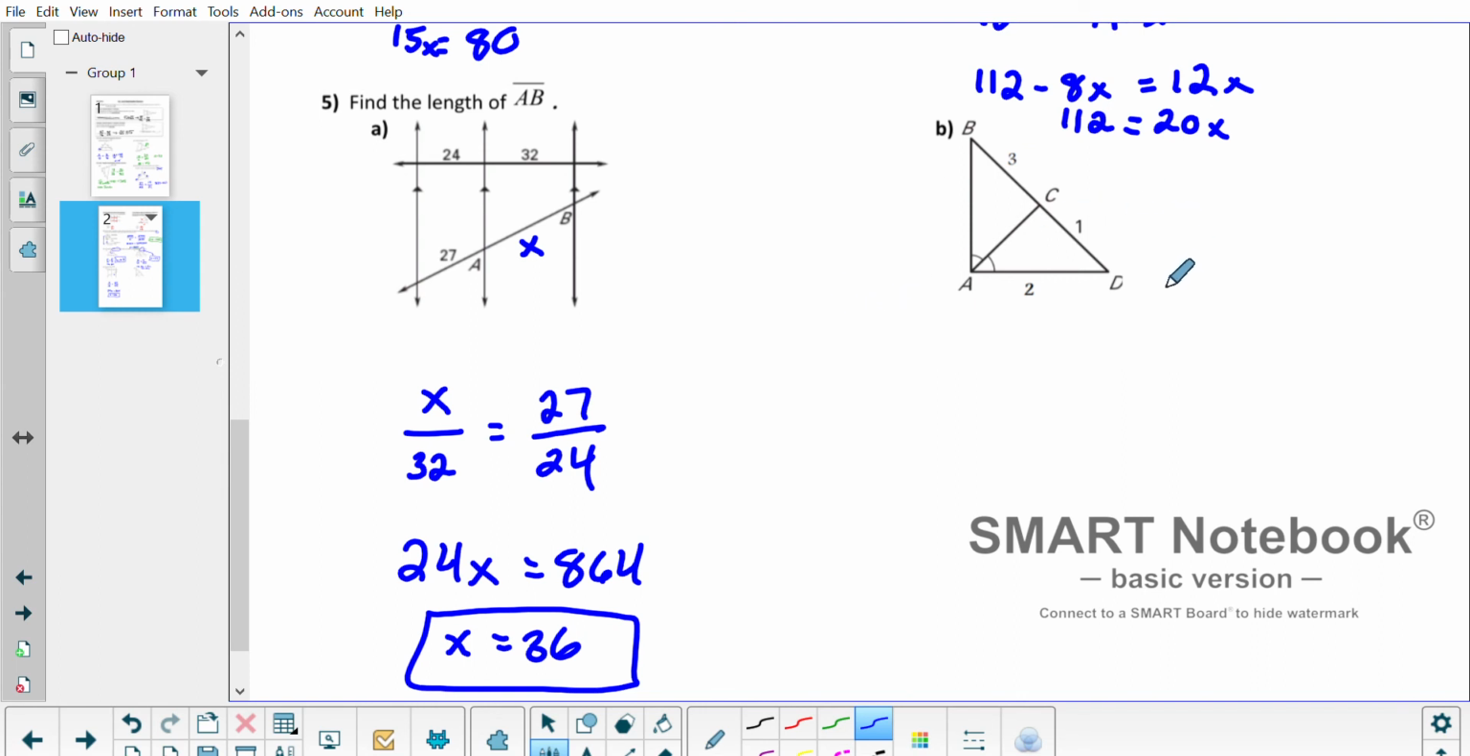And the last one here, we're missing AB, so we're going to find AB. We know 2 over x is equal to 1 over 3. x is equal to 6 here. Pretty simple problem, no division, just a one-step cross products to solve our proportion.